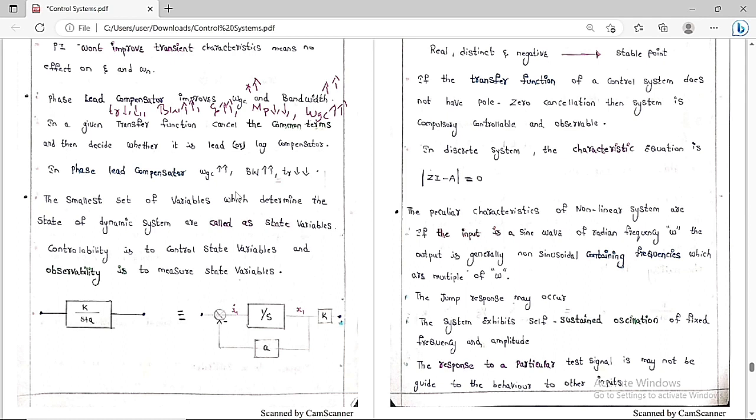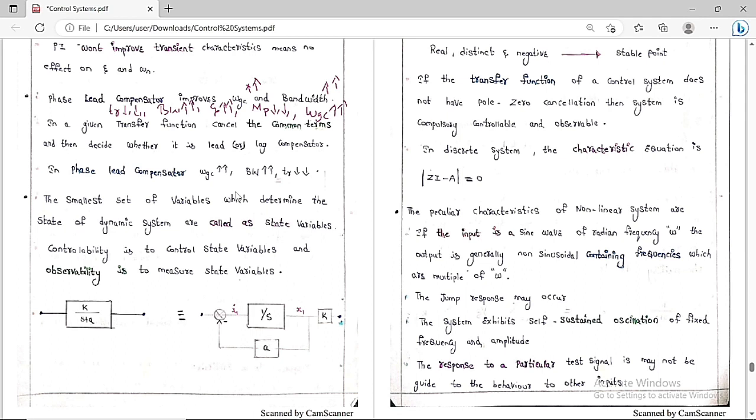So finally I can say, the smallest set of variables which are going to determine the state of the dynamic system are called the state variables.